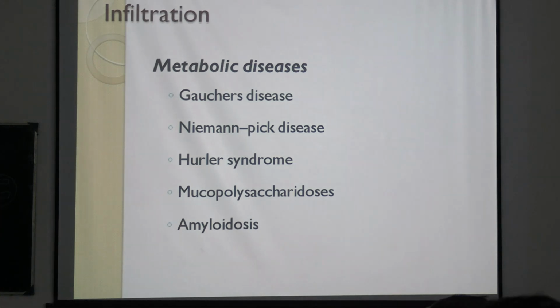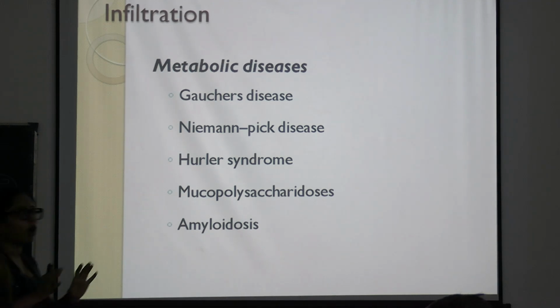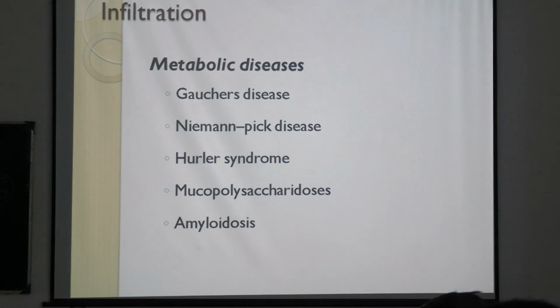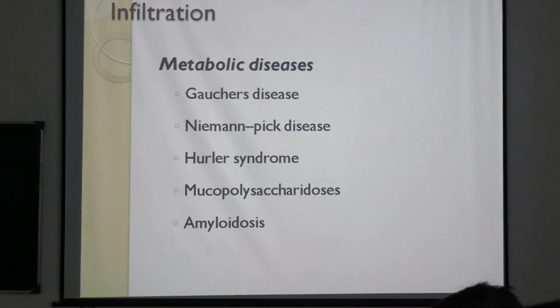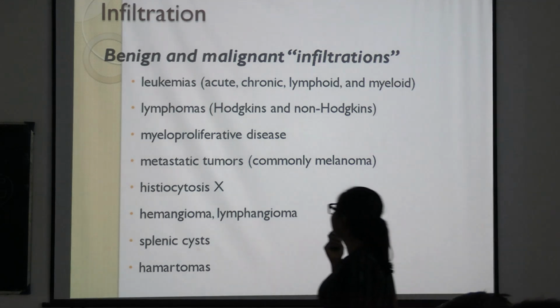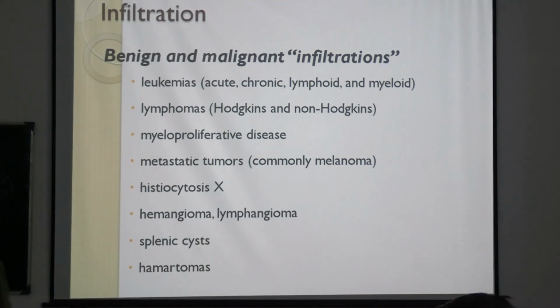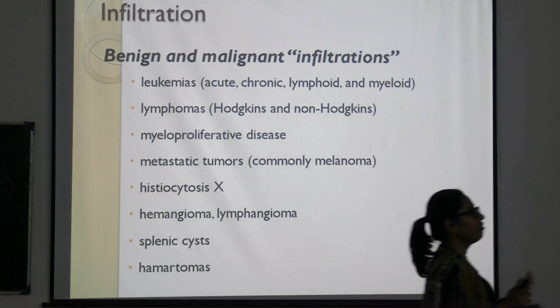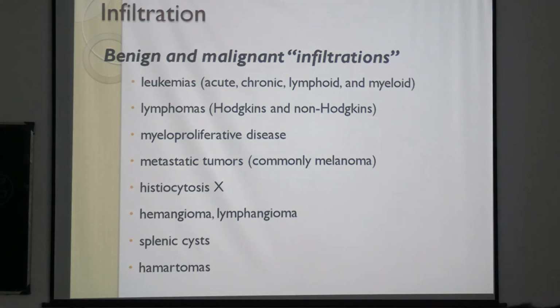We already spoke of these diseases: Gaucher's, Niemann-Pick, Hurler. These will be taught to you separately, but just know the causes. These can come as causes of splenomegaly. Again, benign and malignant infiltration: all the leukemias that you can think of, all the lymphomas, and any kind of metastatic tumors. Metastasis to the spleen is not very common, but it can happen, right?